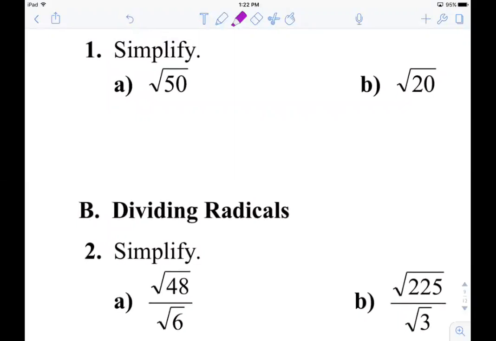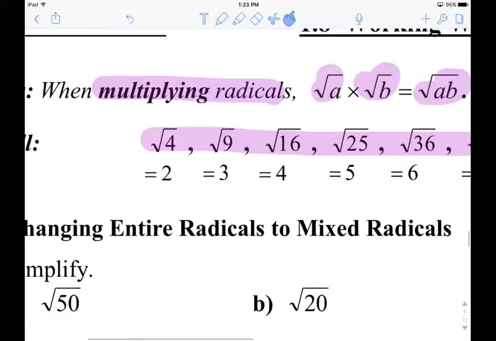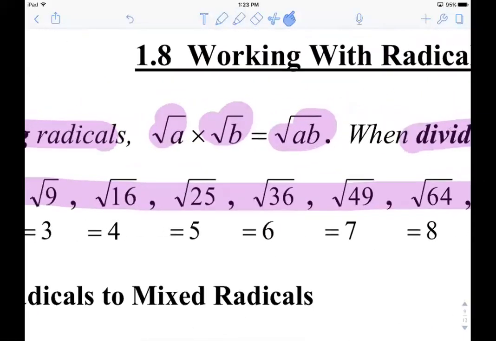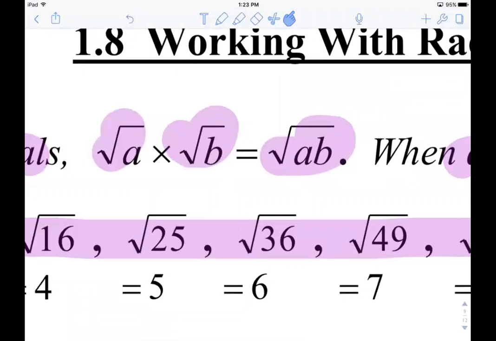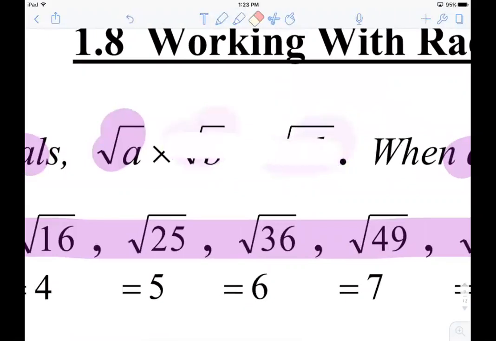Well, this first one says to simplify the square root of 50. Well, what do we mean by simplify? Well, there's a lot of different things we could try. What I'm going to do is, as I mentioned before, I'm going to try and use this multiplication rule, but I'm going to try and use it in reverse.